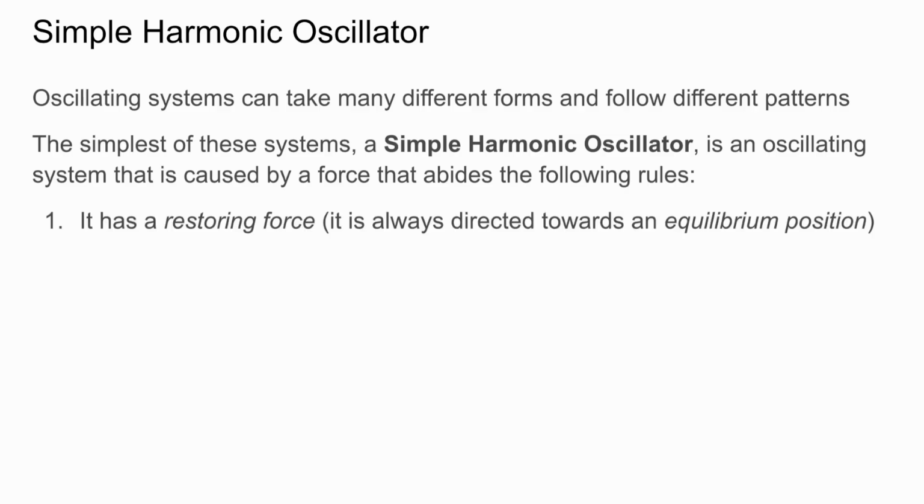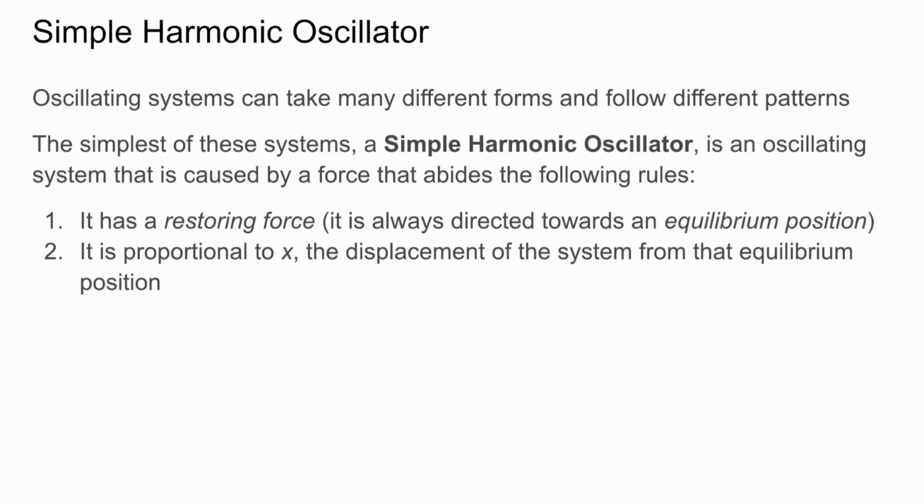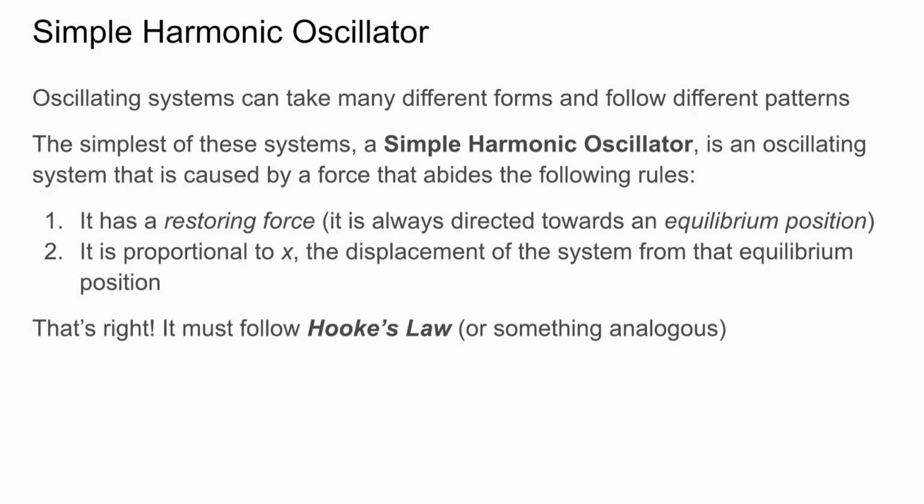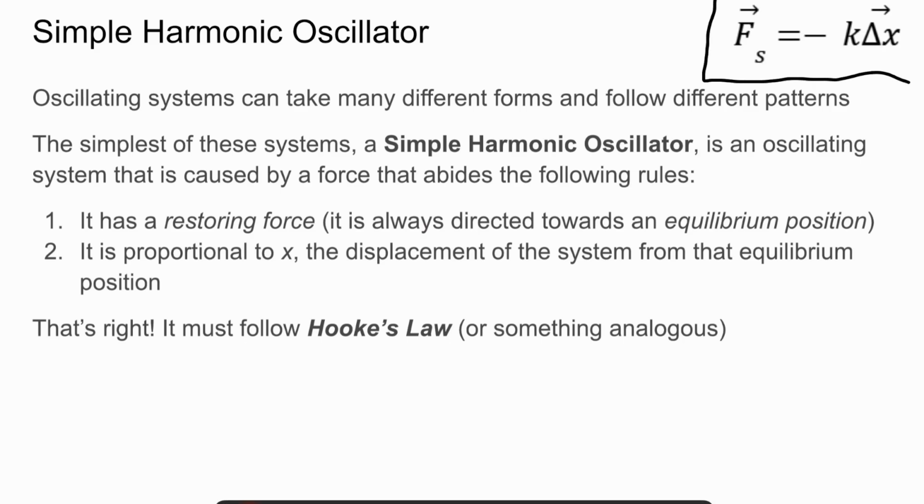The force is always pointed towards equilibrium. And secondly, that force is proportional to x, so it's proportional to the displacement of the system away from that equilibrium position. If this sounds familiar, it means that a simple harmonic oscillator has to follow some approximation or analogy to Hooke's law. As a quick reminder, Hooke's law, which we see up on the top right of the screen, says that the force of a spring is equal to the opposite of the spring constant times the displacement of that spring, meaning the force of the spring is equal to some constant times the displacement, and it's in the opposite direction as that displacement.